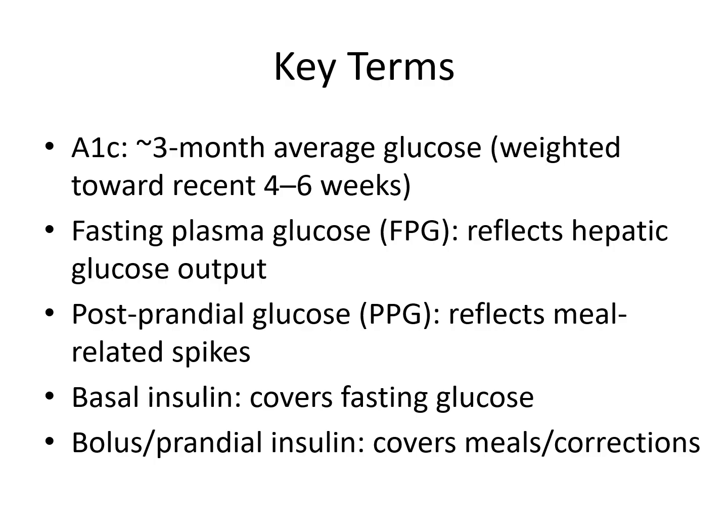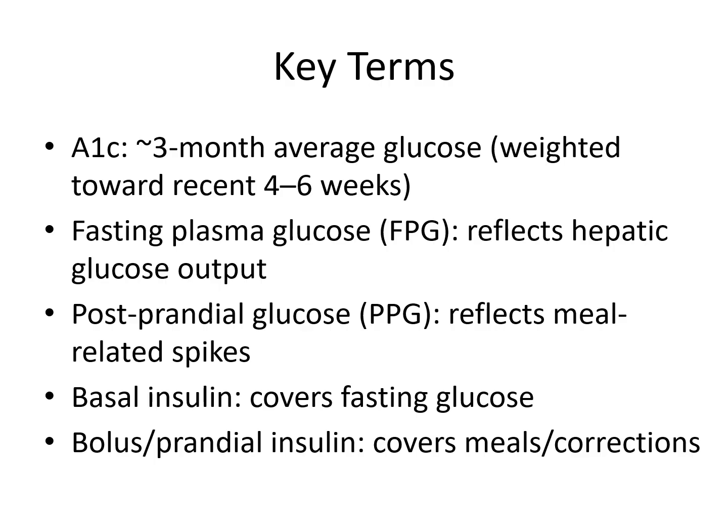Next, we have our fasting plasma glucose, or FPG. This primarily reflects hepatic glucose output, meaning how much glucose the liver is producing overnight. If fasting glucose is elevated, we often think about basal insulin or medications that suppress hepatic glucose production. Then we have postprandial glucose, or PPG. This reflects meal-related spikes.